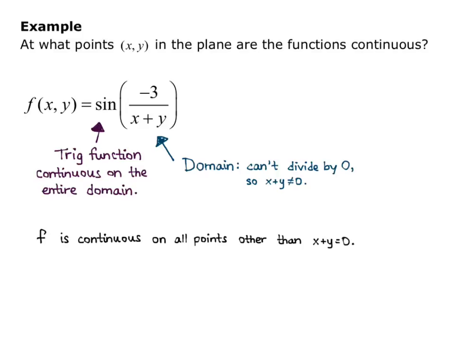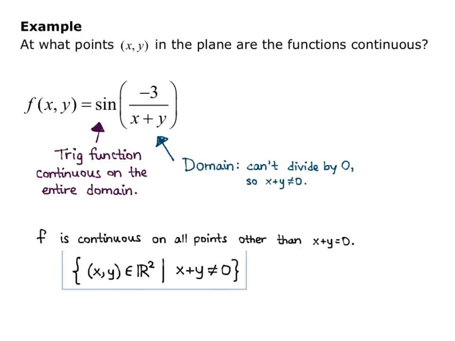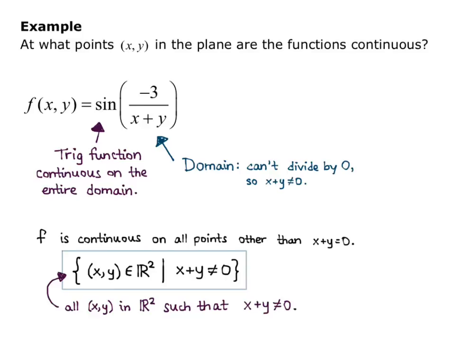And we can write this in set notation. We can have the set of all x, y in R2, so all ordered pairs in R2, such that x plus y is not equal to 0. So that's called set notation, and that gives the set of all x, y where our function is continuous. And if you want to write down how we read that, this is all x, y in R2 such that x plus y is not equal to 0.